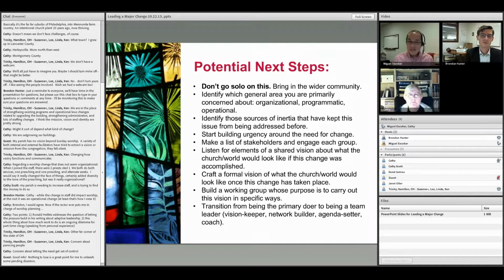Literally make a list of your stakeholders. I want you to know that here at ECF, we do follow that template, and we literally make lists of stakeholders whenever we're talking about change. It's a great tool to figure out who you need to be engaging. Listen for elements of a shared vision, and use that vision to build a working group that will help carry it out. And then, as a change agent yourself, transition from being the primary doer to a team leader.